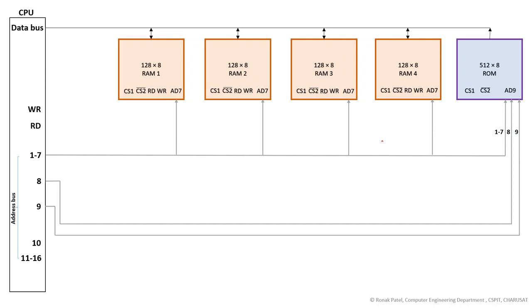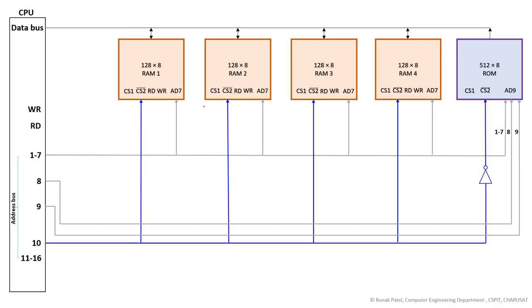Now these address lines 8 and 9 are useful for ROM. For RAM we are using the other address lines, but one another thing is that when we have RAM, we need a selection between the RAMs, meaning which RAM, right? For that we will use 8 and 9. Now line number 10, you can see, is given to CS2 bar for RAM, and after an inverter, the NOT gate, to ROM. What is the meaning?